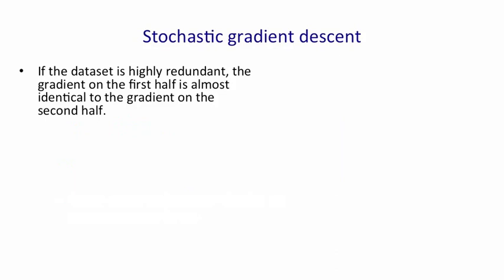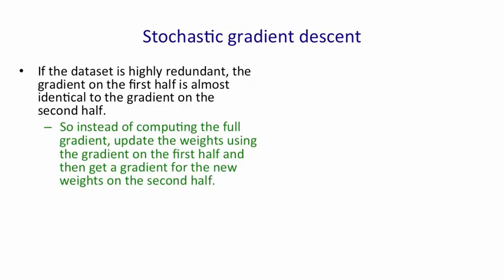Before we go into how we achieve that, I need to talk a little bit about stochastic gradient descent and the motivation for using it. If you have a dataset that's highly redundant, then if you compute the gradient for a weight on the first half of the dataset, you'll get almost exactly the same answer as you get if you compute the gradient on the second half. So it's a complete waste of time to compute the gradient on the whole dataset. You'd be much better off computing the gradient on a subset of the data, then updating the weights, and on the remaining data, computing the gradient for the updated weights.